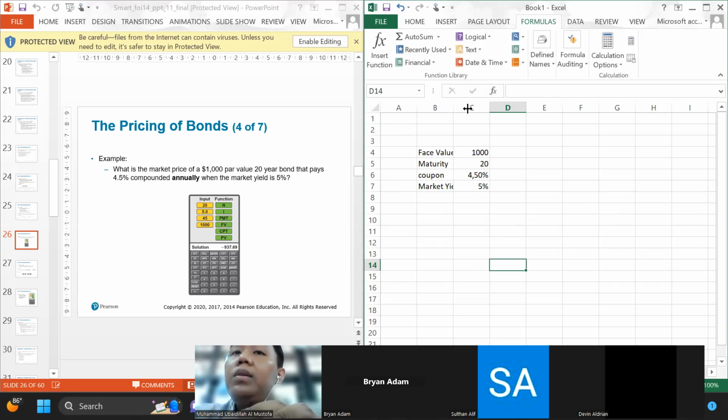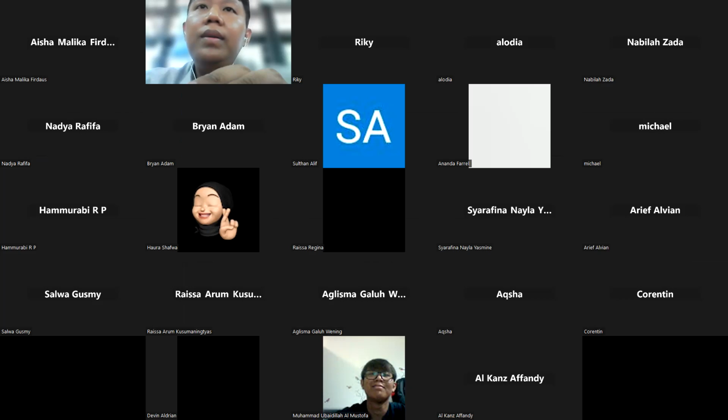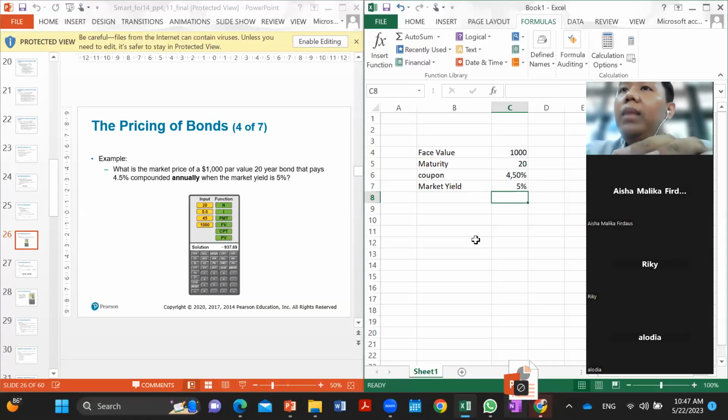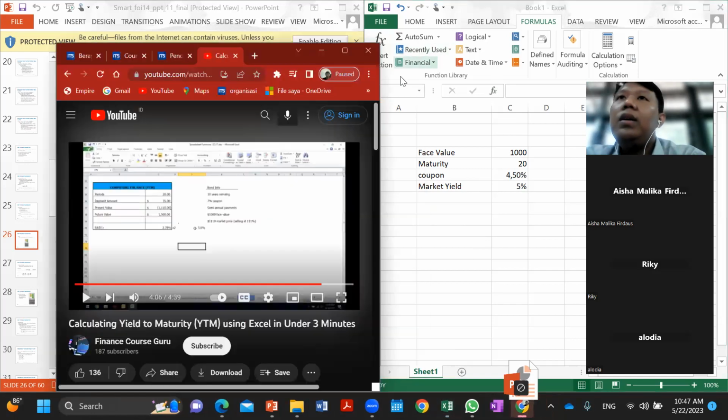All right, so let me continue here. The basic idea is that we have to take the present value of all coupon payments, plus the present value of the face value at maturity. If we have Excel, or a financial calculator, we'll just use some functions.